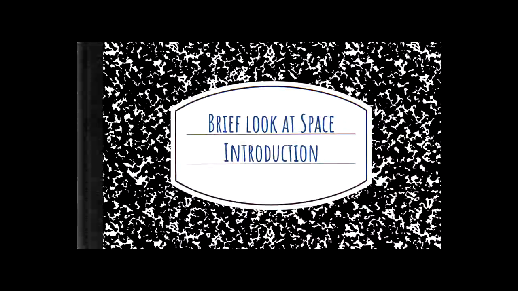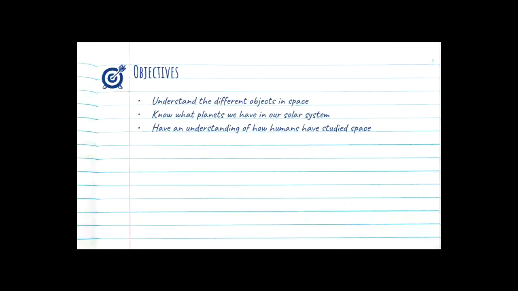So this is the first video in our next video series called A Brief Look at Space. This is the introductory video, so it's going to give us an overview of what we can expect through this video series. Our main objectives are to understand the different objects in space, know what planets we have in our solar system, and have an understanding of how humans have studied space.